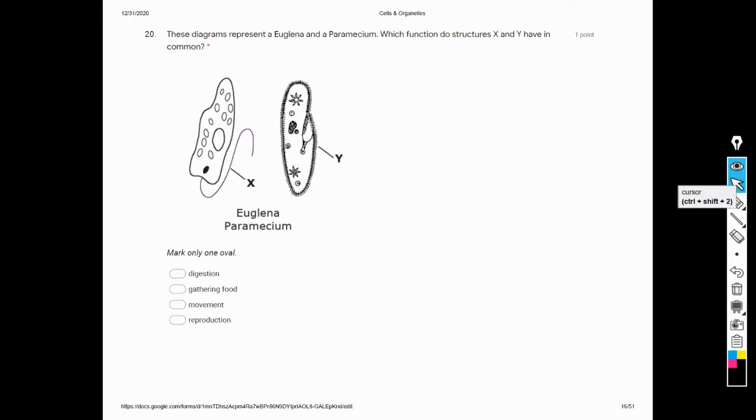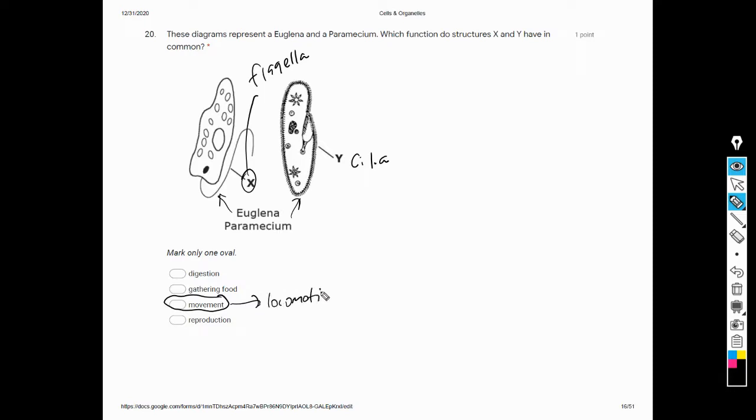Number 20, we've got a diagram here that is showing two protists. Here on the left is the euglena, and on the right is the paramecium. It's asking about structures X and Y, and what they do for the cell. Structure X is the flagella. Structure Y is the cilia, and both of those are used for movement. We also established that we can fancy up that word a little bit. In biology, locomotion is also the word for movement.